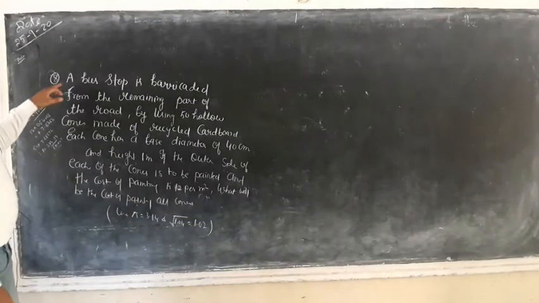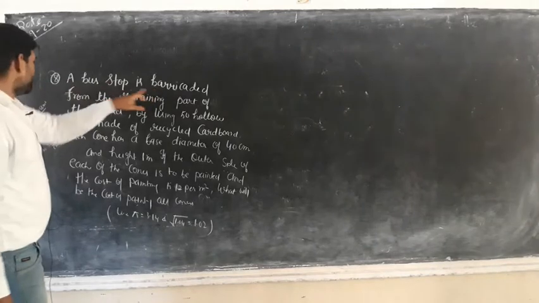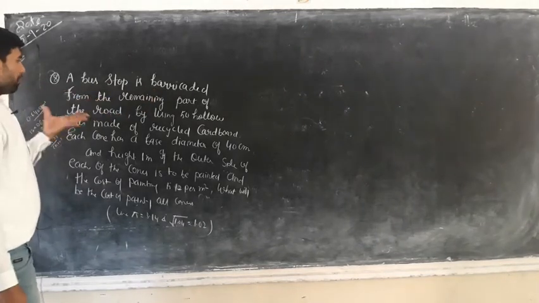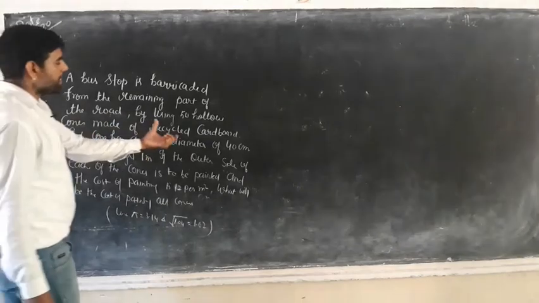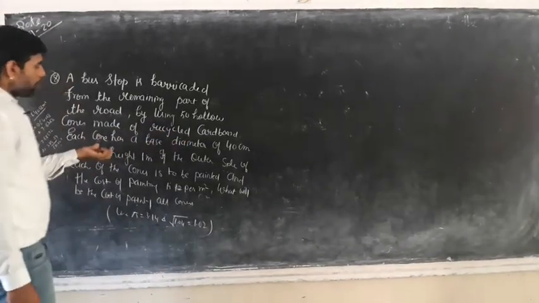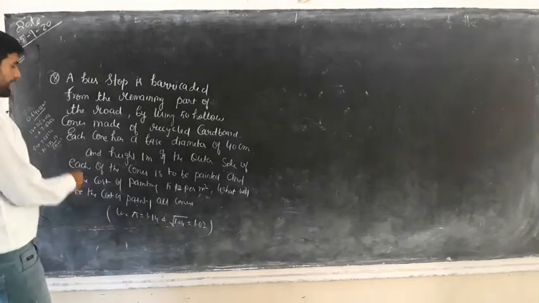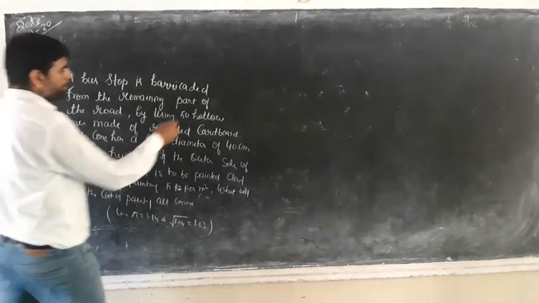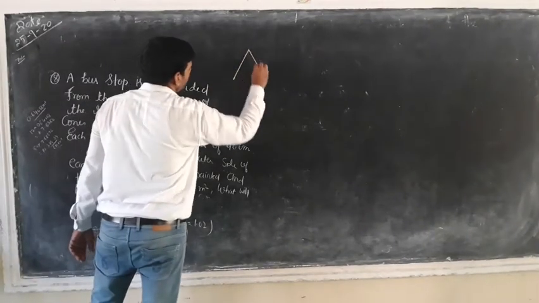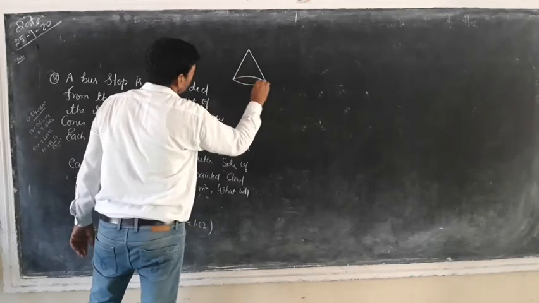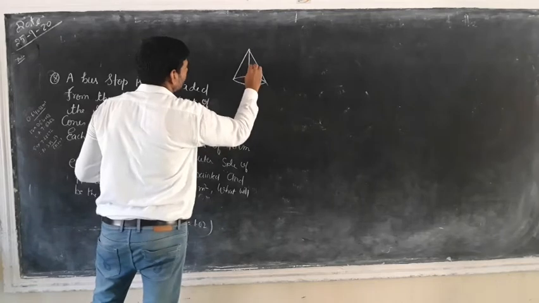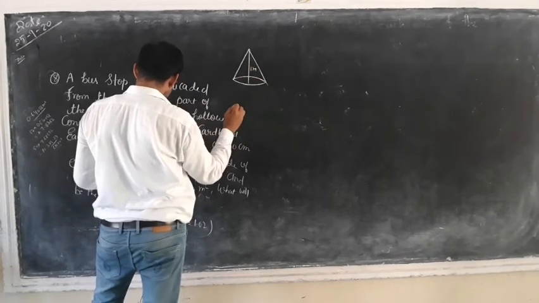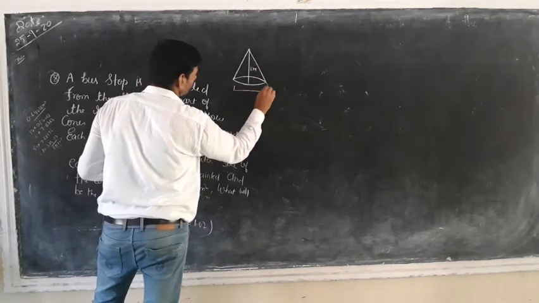Question, look, 8th question. A bus stop is barricaded from the remaining part of the road by using 50 hollow cones made up of recycled cardboard. Each cone has a base diameter of 40 centimeter and a height of 1 meter. This is the shape of the cone. The height will be 1 meter and the base diameter will be 40 centimeter.